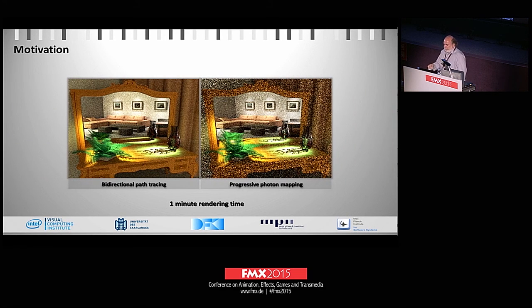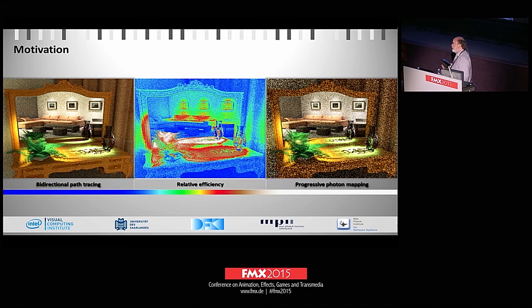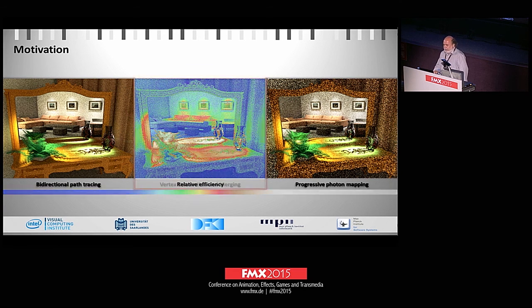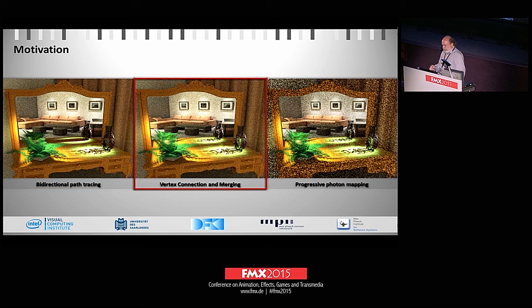And so if you actually look at that, you can see that where one method is good, the other is kind of less good. And so ideally you want to combine these two methods into one. And that's what we call vertex connection merging, or VCM as it's typically called in short.